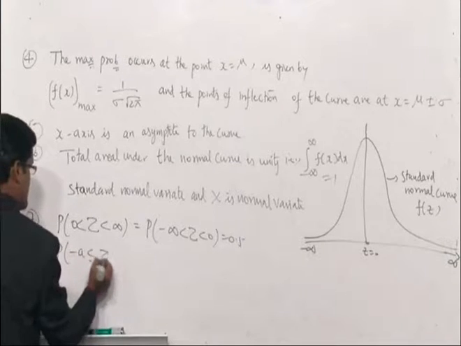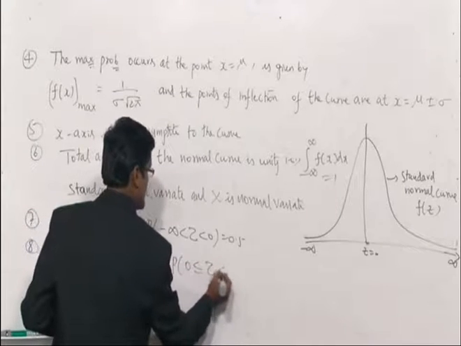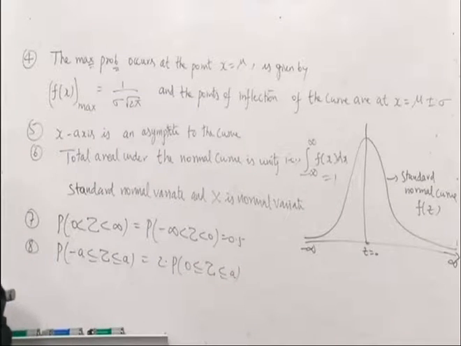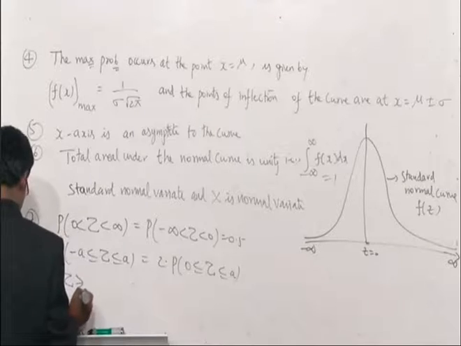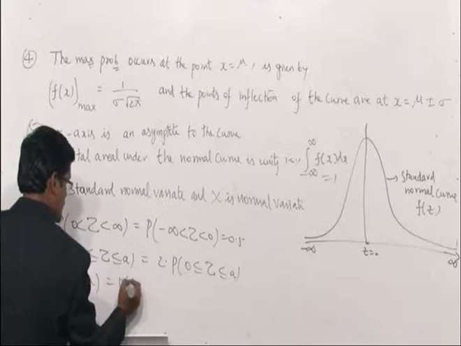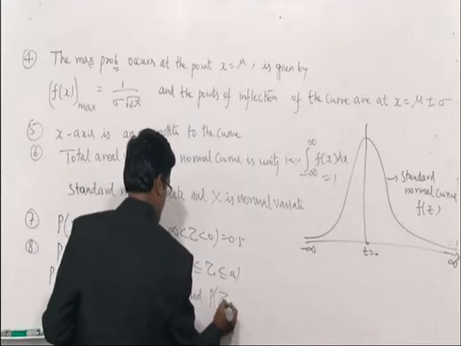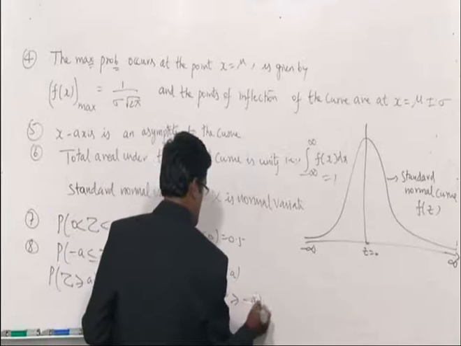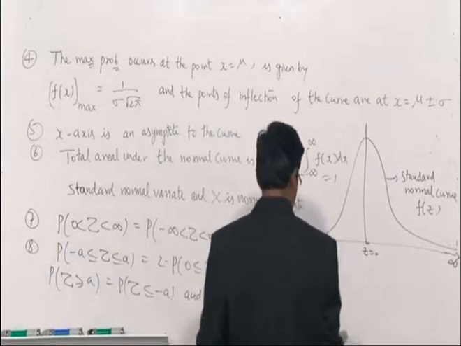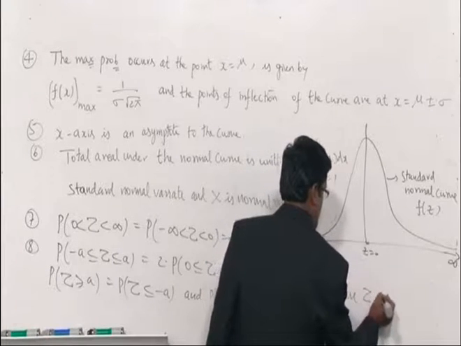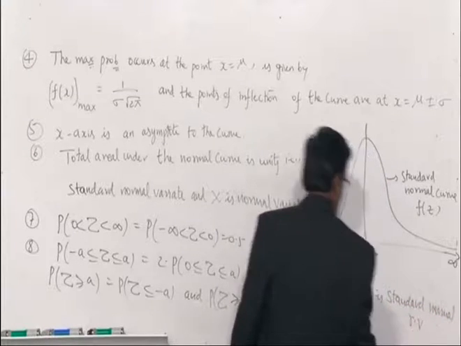Probability of minus a less than or equal to z less than or equal to a, where z is standard normal variate, is 2 into probability of 0 less than or equal to z less than or equal to a. Probability of z greater than or equal to a is equal to probability of z less than or equal to minus a, and probability of z greater than or equal to minus a is equal to probability of z less than or equal to a, where z is standard normal random variable. Okay.